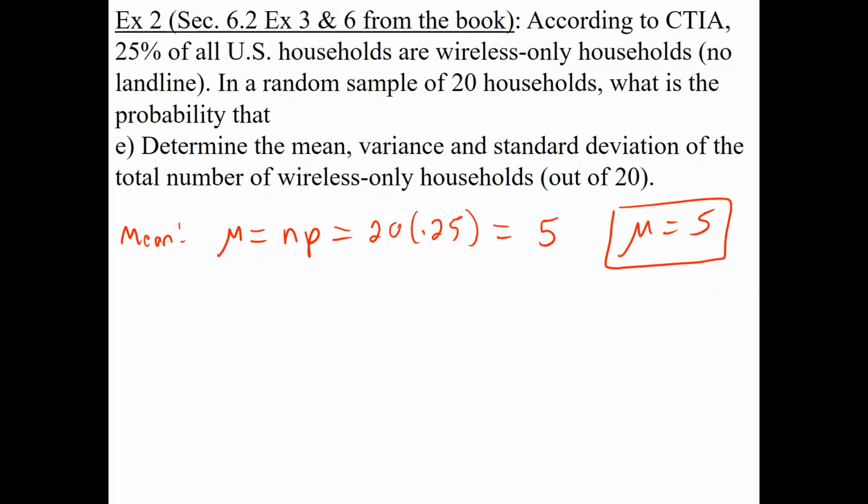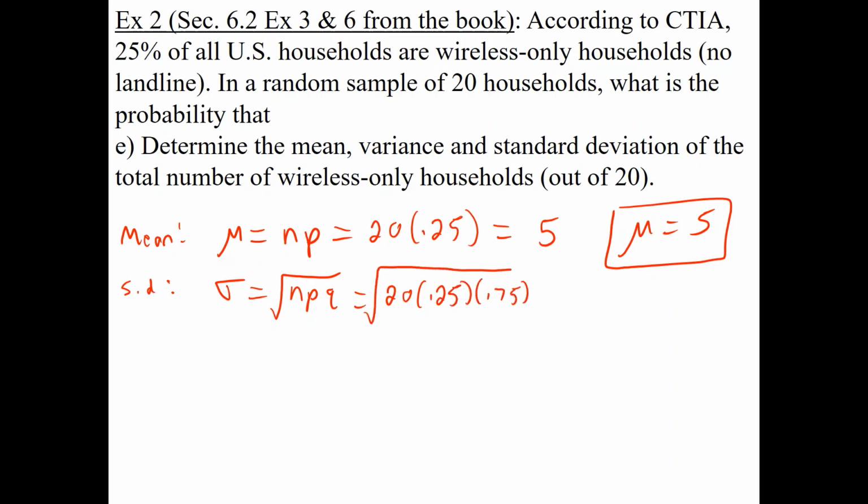Okay. Then we're going to do the standard deviation. The formula is the square root of npq, so you just plug into the formula. So 20 for n, 0.25 for p, 0.75 for q, and then you take the square root of all that. And that gives you 1.936. Let's just say we'll round it a little bit. So our sigma is 1.936. But of course that is rounded.